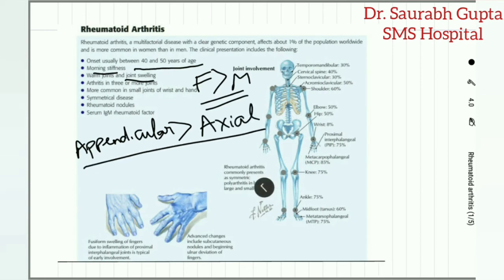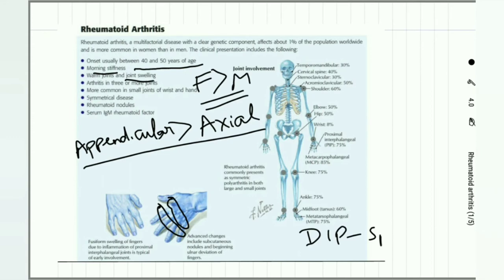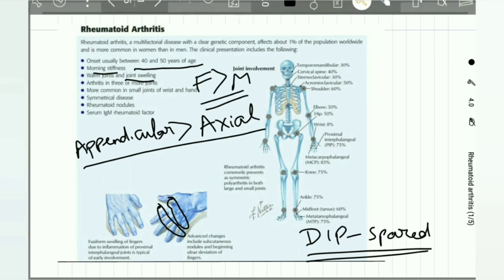We can see here that mostly it involves joints like the metacarpophalangeal joints and the proximal interphalangeal joints. Note here that the DIP is not involved in rheumatoid arthritis. It's a very high yielding point. The DIP is mostly spared in rheumatoid arthritis, unlike osteoarthritis in which there is involvement of the DIP also.